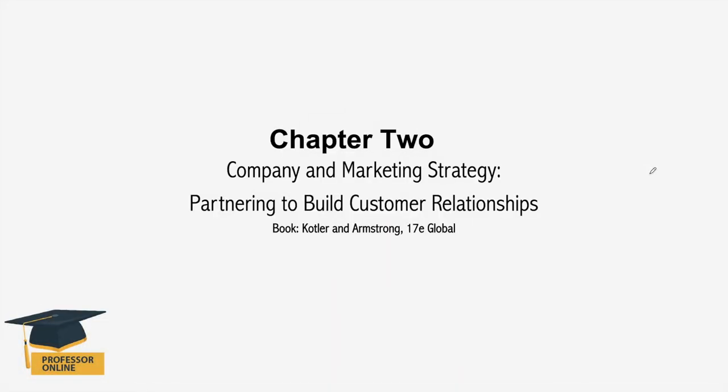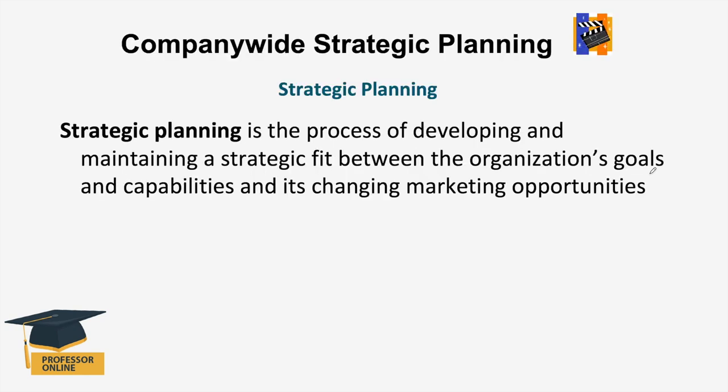Chapter number two in Kotler's book is about marketing strategy. In this chapter, Kotler talks about what exactly a company and marketing strategy is, in brief detail, of course, and how to build a customer relationship. So I've taken out some of the topics from this particular chapter because I feel that as a marketing student at this stage of principles of marketing, you do not need those topics to be known.